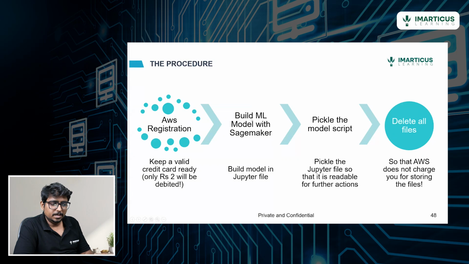Then we will build the model on SageMaker. So I will show you what SageMaker is and how to use it. But we don't need to build the model on SageMaker because it is similar to a notebook only. So we have already done this part. So the second part is already completed. Then pickle the model and script. That part is also completed. Once that is done, you can delete all the files because if you keep them there, it will be chargeable. So first in this part, we just need to do the AWS registration part.